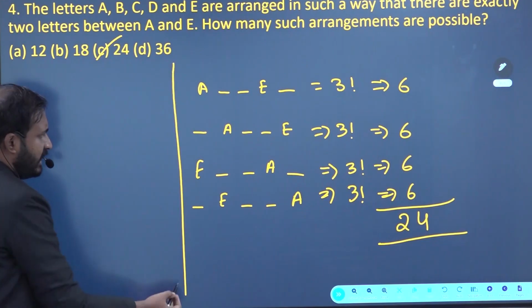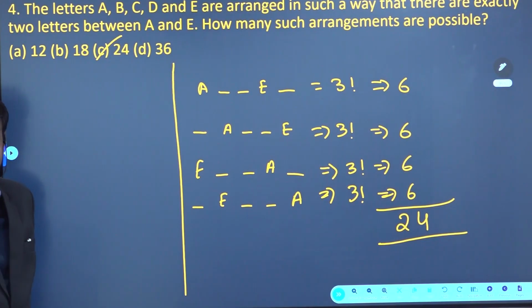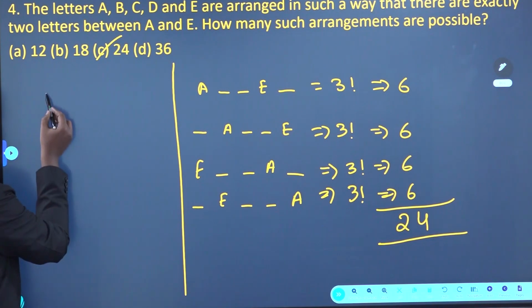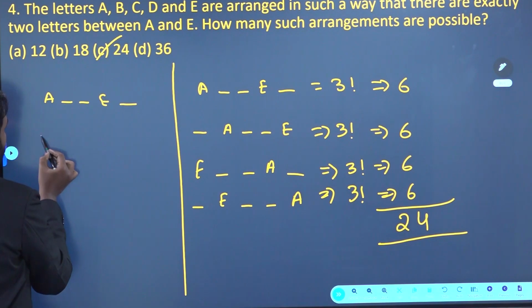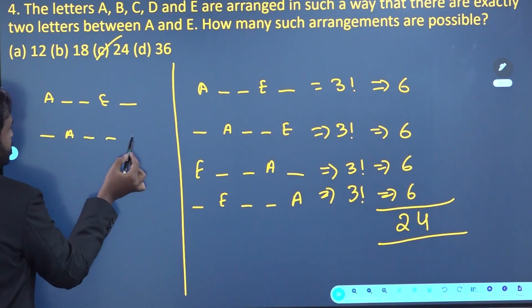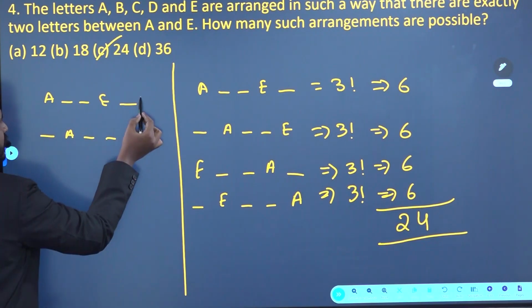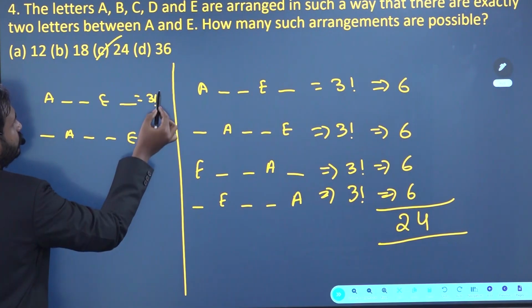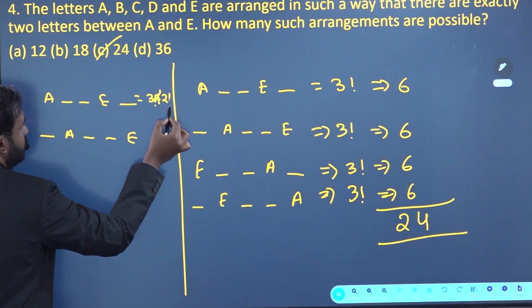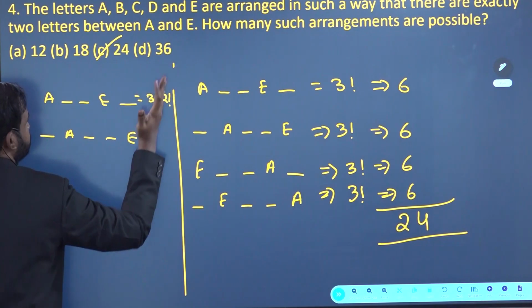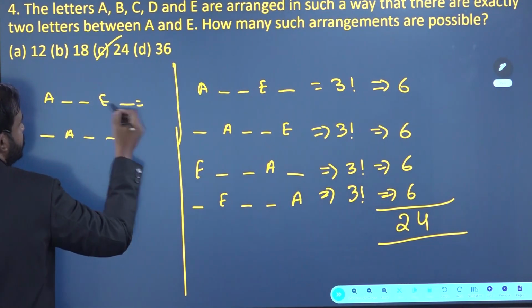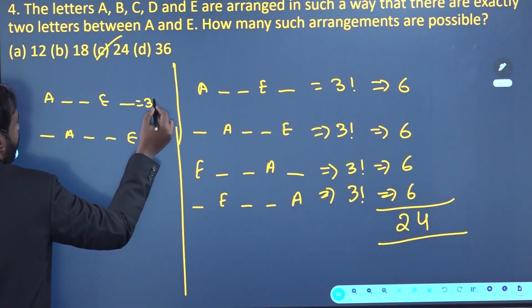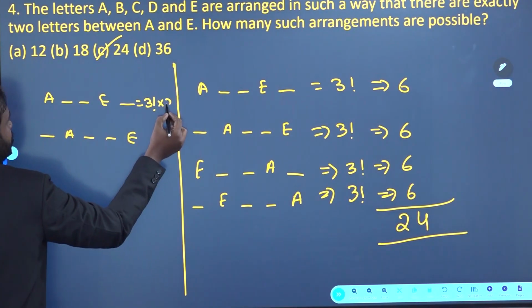If you want to solve it in a perfect manner, what you will do is write A, this is one position, or else this is the other position. So here you will write it as 3 factorial into 2 factorial. Why? Because A and E can be shuffled. Technically, 3 factorial into A and E can be arranged in 2 factorial ways.